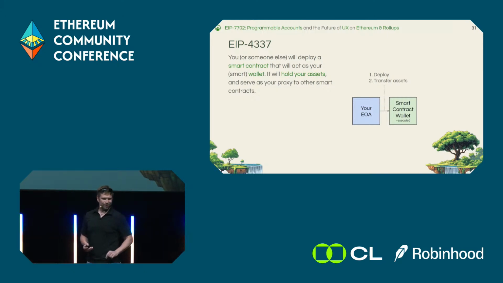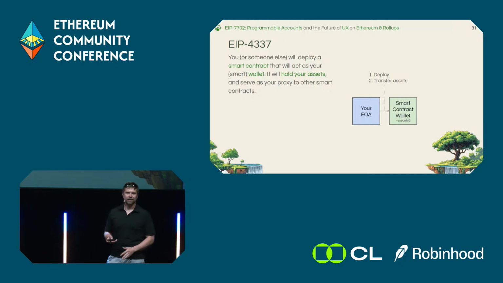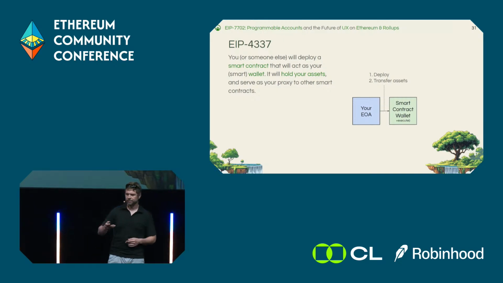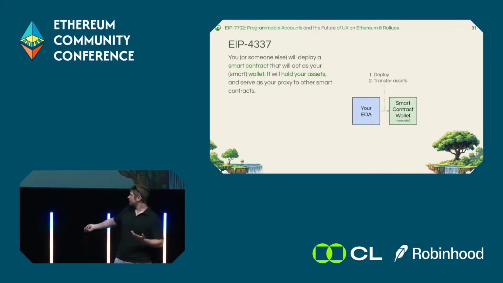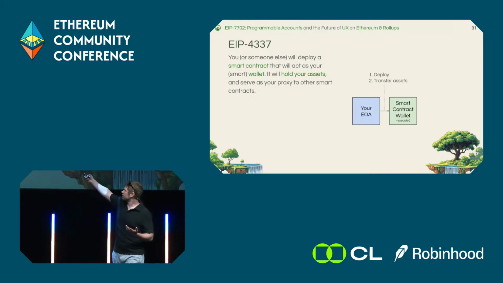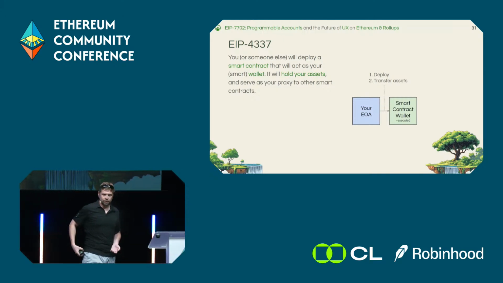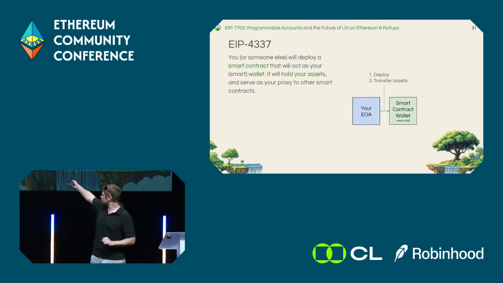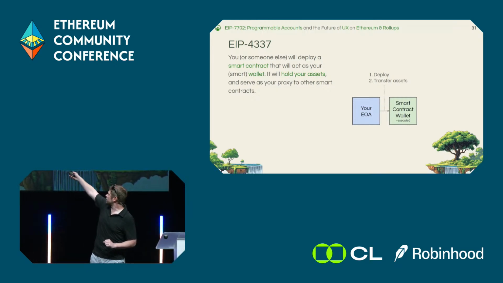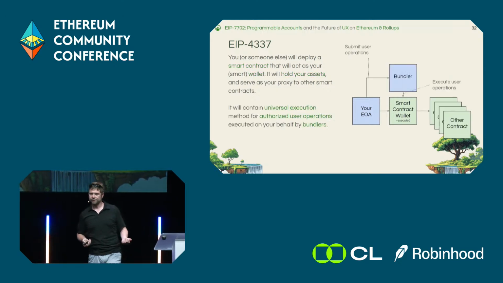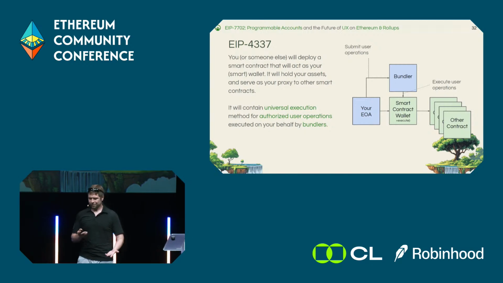So 4337, the idea here is that you will start again using a smart contract as your proxy to interact with the rest of the blockchain, right? You have your EOA, and right at the beginning, you will have to deploy that smart contract that you will be using as your wallet. And then, because you want to interact through here, you will take your assets and move them to that smart contract, okay? And then it continues as follows.